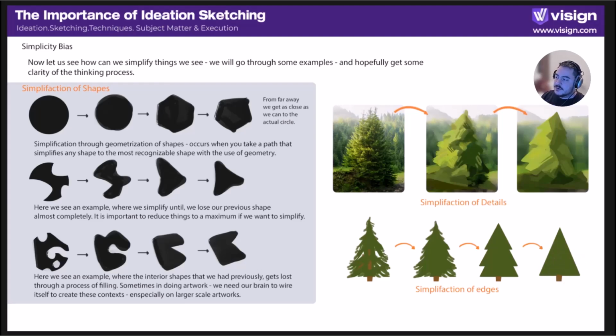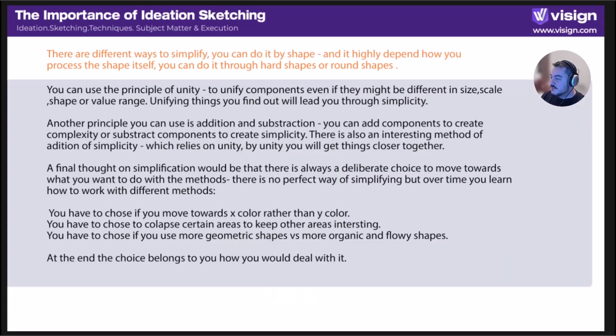This is pretty important for you guys to understand, because this type of process actually helps you to understand how things are working. Since we explained the simplicity bias here, let's move forward. There are different ways to simplify. You can do it by shape, and it highly depends on how you process the shape itself. So this depends on the artist.